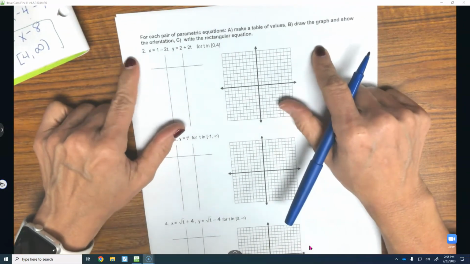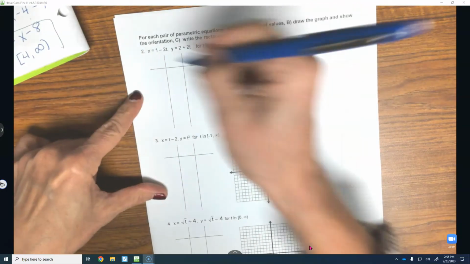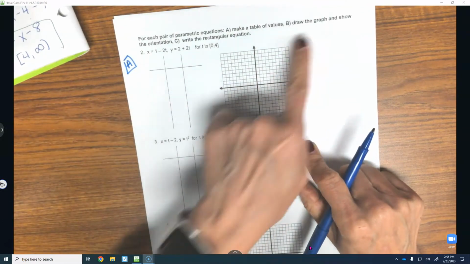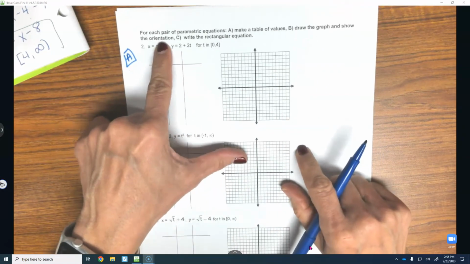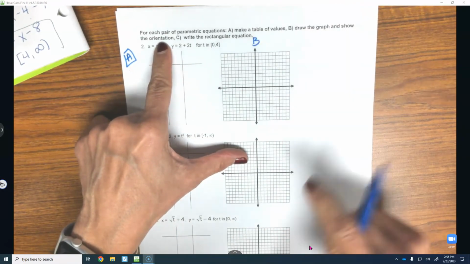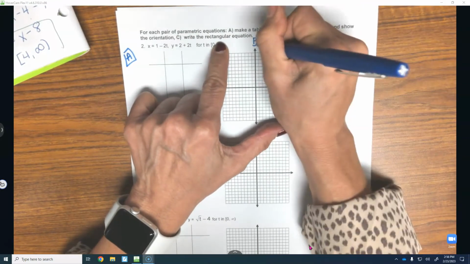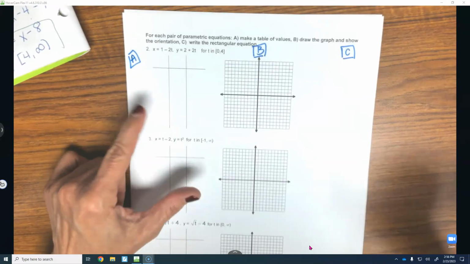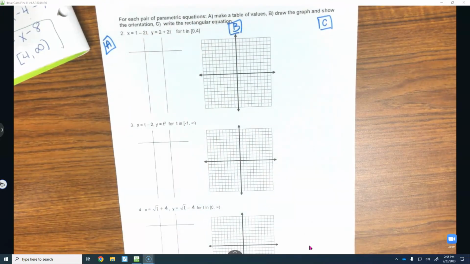All right, number 2, guys. For each pair of parametric equations, we're going to make a table of values. So this is going to be part A. Then we're going to draw the graph and show the orientation, and I'll talk about that. That's not really any big deal. That's going to be part B. And then part C is going to be a rectangular equation. And you've actually done this before. We just haven't been calling them rectangular equations. So when we get to this, it will kind of look familiar to you.